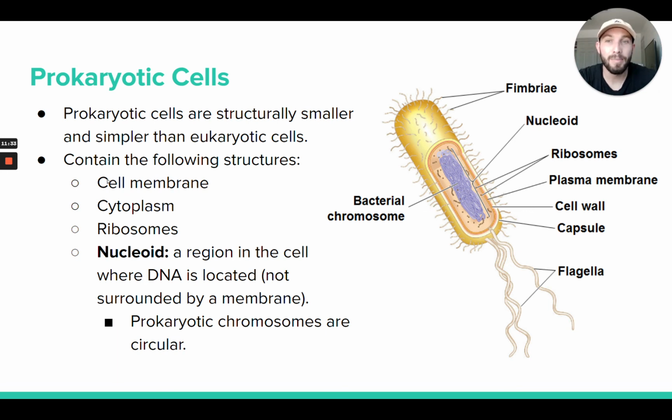And then they do have a cell membrane, because all cells have a cell membrane. They do have cytoplasm. All cells have cytoplasm. They do have ribosomes. All cells have ribosomes, which are these little dots that you see everywhere. Those are the ribosomes.